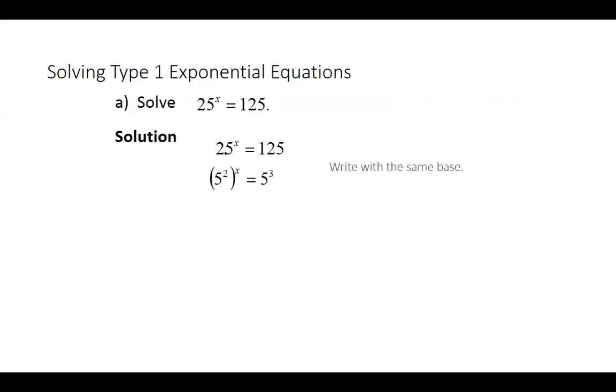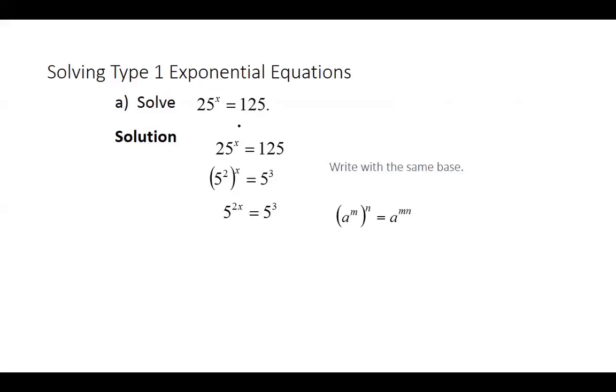If you write 25 in factored form, if you break 25 into its prime numbers, you can see that it's the same as 5 times 5, which is 5 squared. So in place of 25, I'm going to write 5 squared. In place of 125, we can also write its prime factors as 5 to the power of 3. So you can manage to make the base the same. So we have 5 to the power of 2x is equal to 5 to the power of 3. If the base is the same, the exponents must be the same. So we can conclude from here that 2x must be equal to 3.